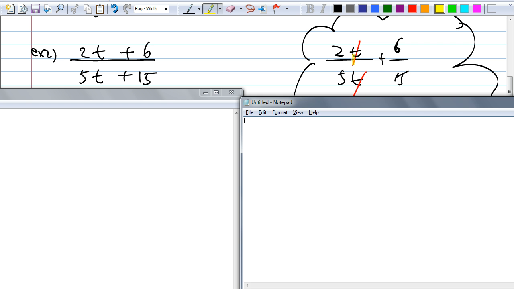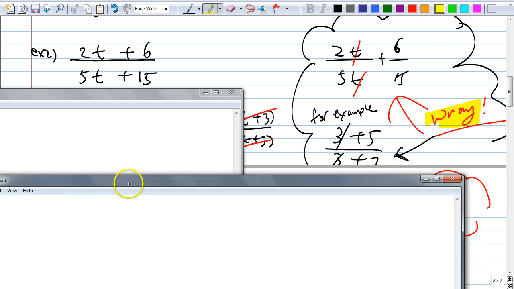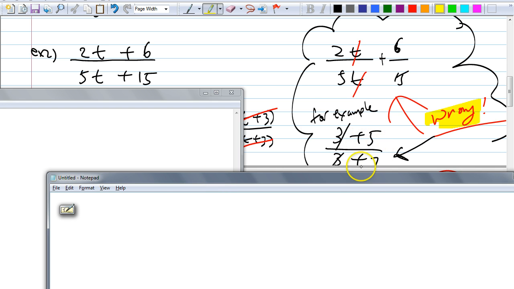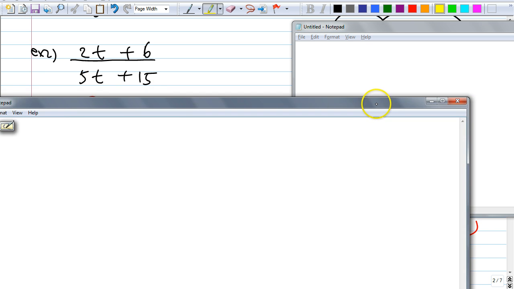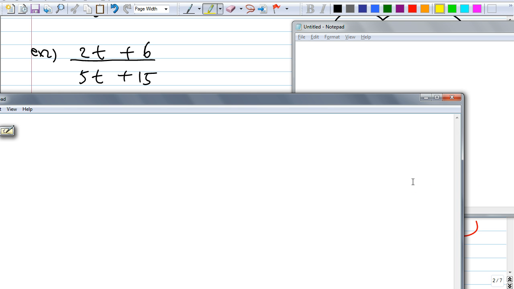Oh, I thought you said this. Okay, so you know this is wrong, right? You can't do it this way. Like I even gave you an example, right? 3 plus 5 over 3 plus 7 doesn't equal 5 over 7. Okay, so we just went over that. But if you do it the other way, it doesn't really help you too much. Kaylee, you have an idea?